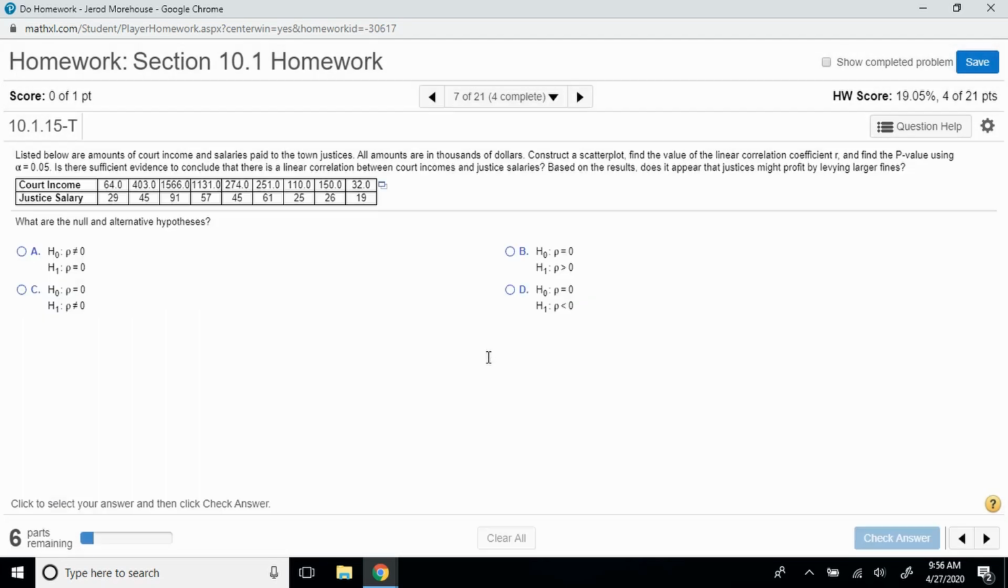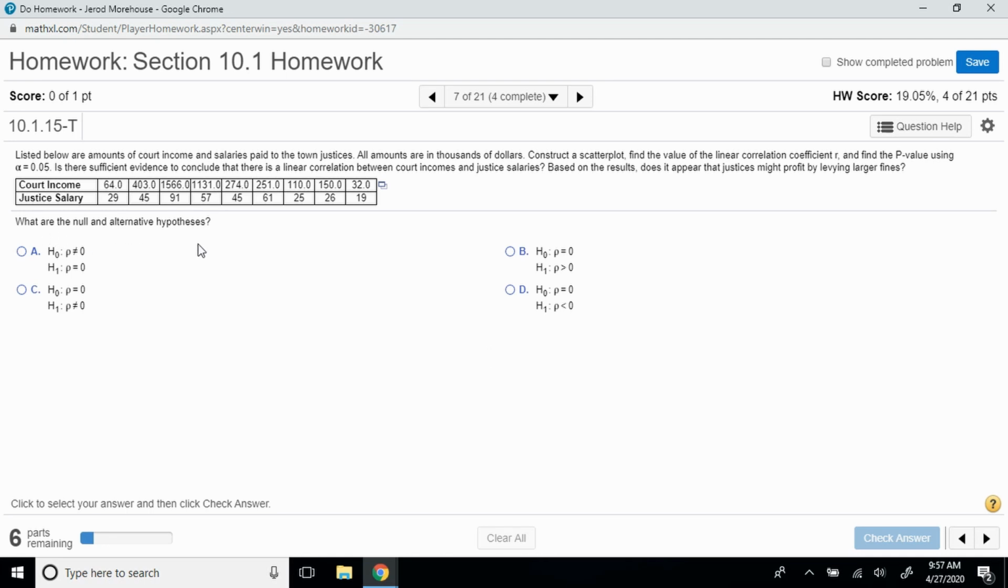Next problem. All right, number 7 is our last example, so let's get to it. Listed below are amounts of court income and salaries paid to the town justices. All amounts are in thousands of dollars. Construct a scatter plot. Find the value of the linear correlation coefficient R. Find the p-value using alpha equals 0.05. Is there sufficient evidence to conclude that there is a linear correlation between court incomes and justice salaries? Based on the results, does it appear that justices might profit by levying larger fines?